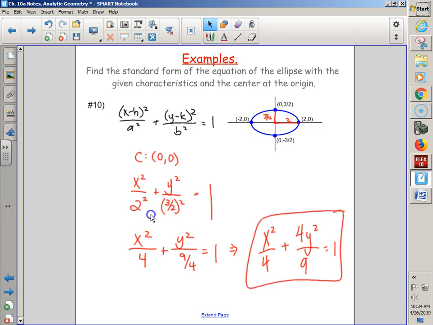We'll see more on Monday. But yeah, you have the basics. Division by 9/4 is multiplication by 4/9. You could go further and multiply both sides by 36 and get rid of fractions, but that's a nice standard form to me.